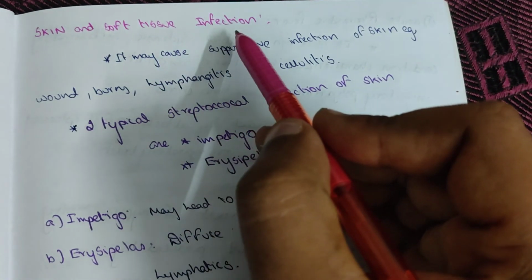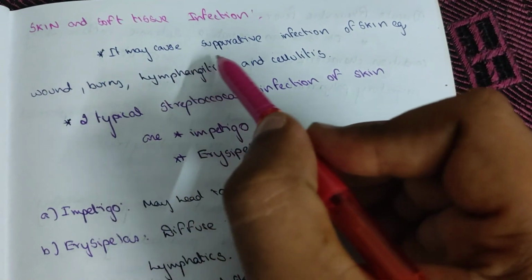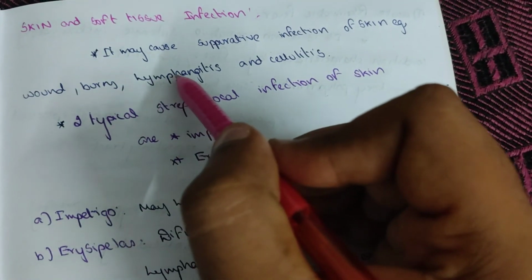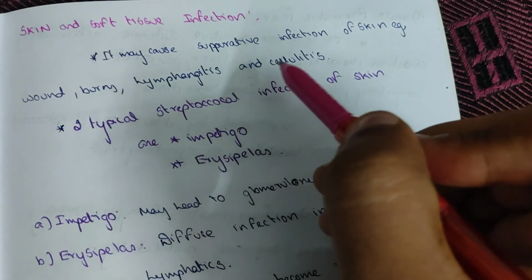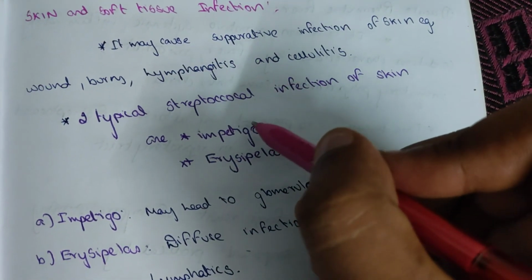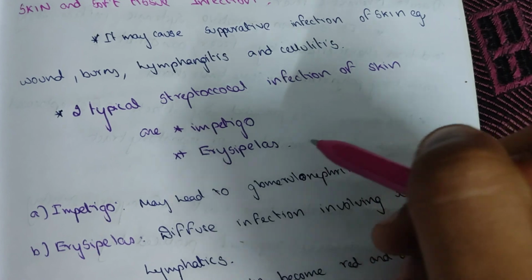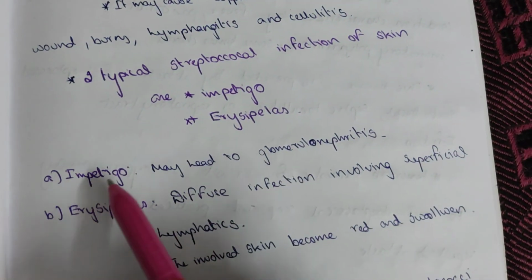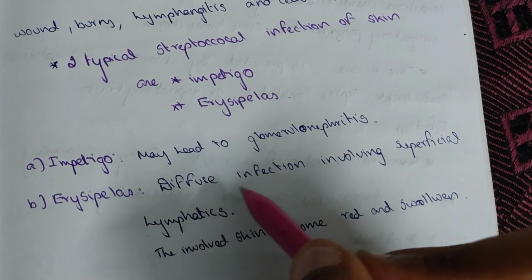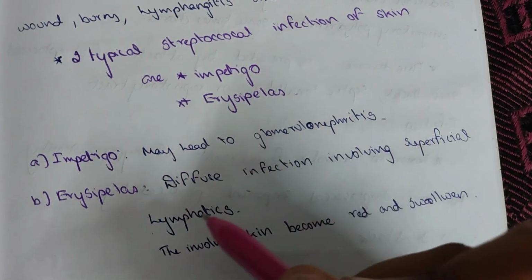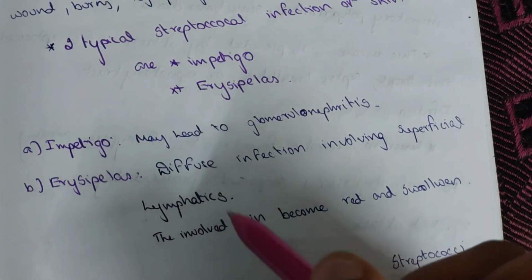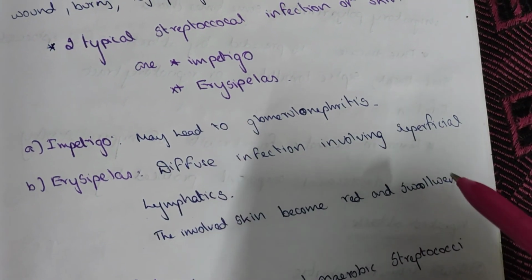Skin and soft tissue infection. It may cause suppurative infection of the skin, for example wound, burn, lymphangitis and cellulitis. The two typical streptococcal infections of the skin are impetigo and erysipelas. Impetigo may lead to glomerulonephritis. Erysipelas is a diffuse infection involving superficial lymphatics in the skin, which becomes red and swollen.